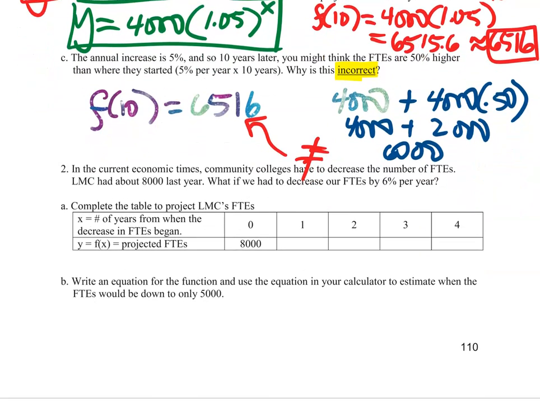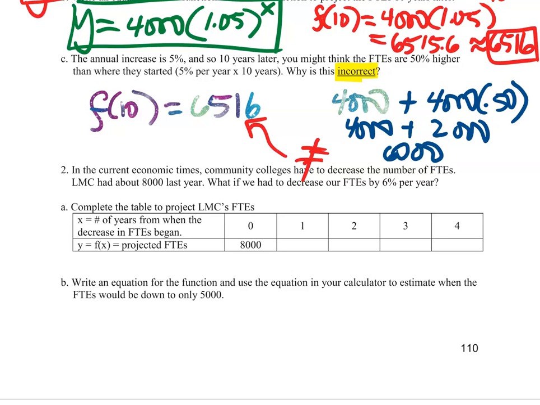Number 2. In the current economic times, community colleges have to decrease the number of FTEs. LMC had about 8,000 last year. What if we had to decrease our FTEs by 6% per year? So decrease by 6% per year. Remember from our skills practice warm-up, when we decrease, we subtract this from, yes, 100%. So it's like 1 minus 0.06 is equal to 0.94.